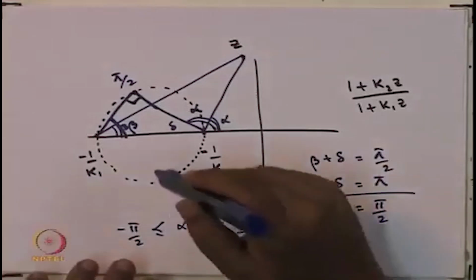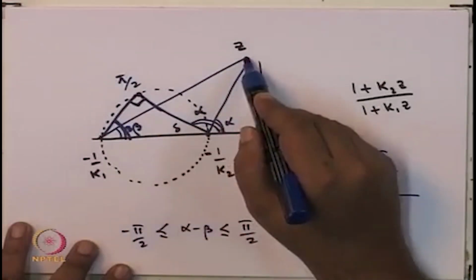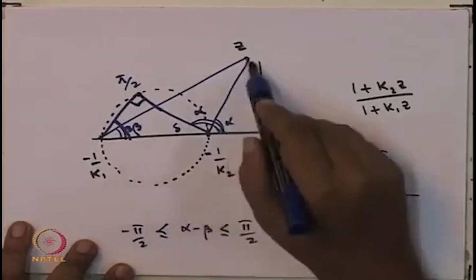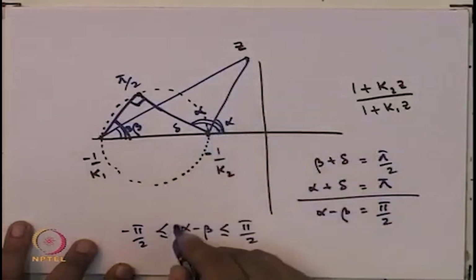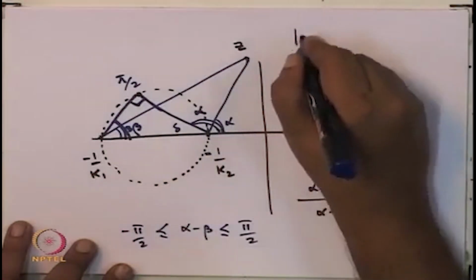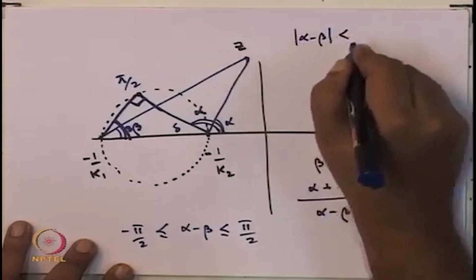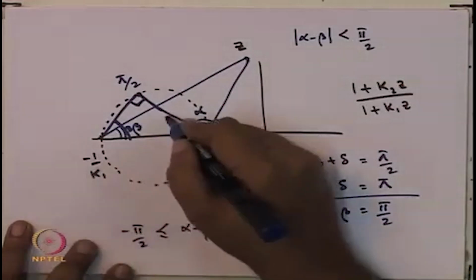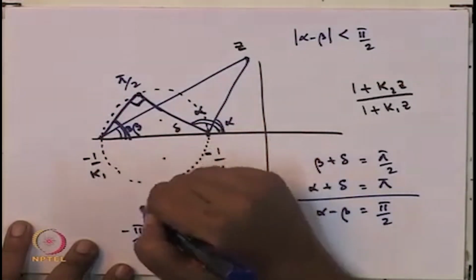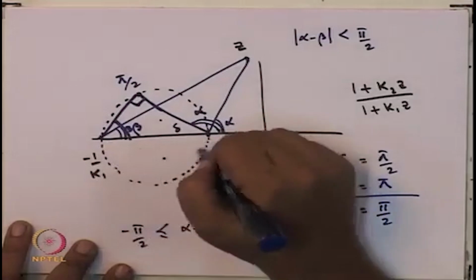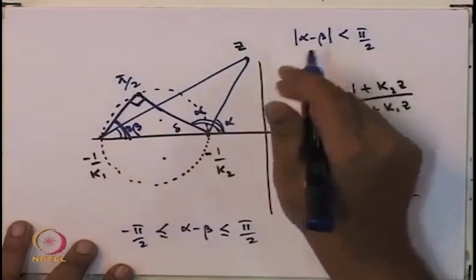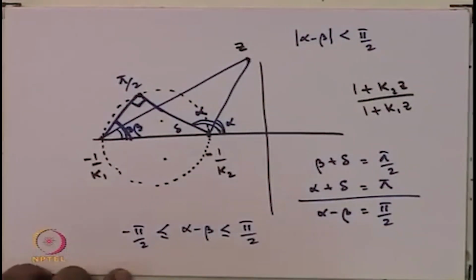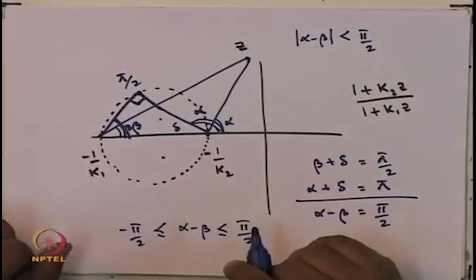So, then it turns out that if you take any point outside the circle, then the modulus of the angle would be less than pi by 2. And if you take any point inside the circle, then the modulus of the angle that is going to get subtended is going to be greater than pi by 2. So, this is really the circle criterion.